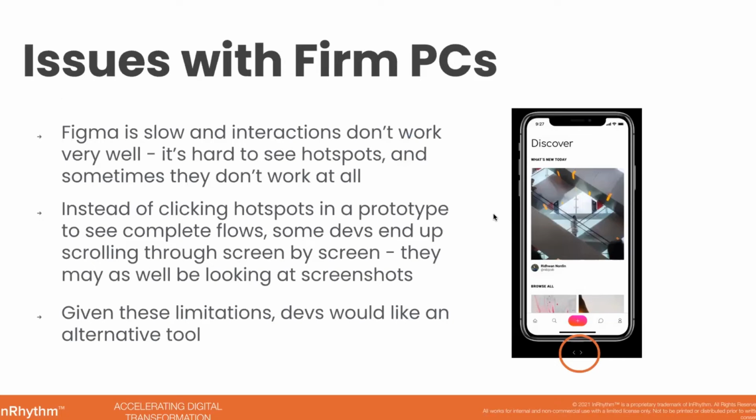And then, getting into the heart of the matter, the issues with the firm's PCs. Figma being slow, the interactions not working very well. The most chilling moment for me was interviewing a developer who told me that because these hotspots don't always appear, what they end up doing is, I don't know if you can see on here, but there are these little arrows underneath this prototype. Rather than clicking the clickable spots in the prototype, because they weren't obvious and sometimes didn't show up at all, this developer was just scrolling through screen by screen. So not getting any sense of the interactions of the prototypes. It might as well have been that we printed out each screen, shuffled the papers, and then handed them to the developers. It was very alarming to hear that. And again, given these limitations, it makes a great deal of sense that developers would love an alternative to Figma.